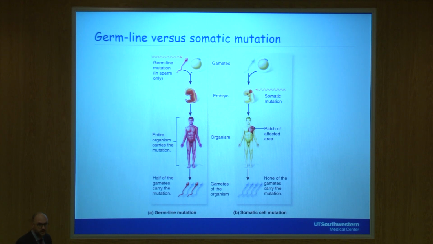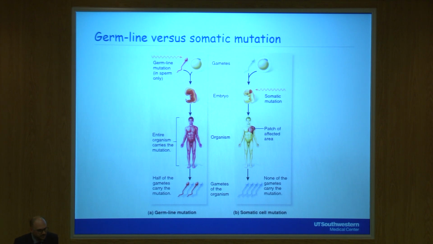This embryo then grows up to be an adult, and because this mutation is present in every cell in this adult, it's also present in his sperm. And he's able to pass this mutation on to his offspring. A somatic mutation is different.